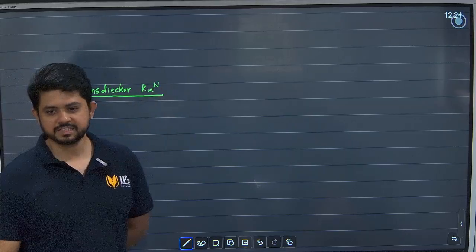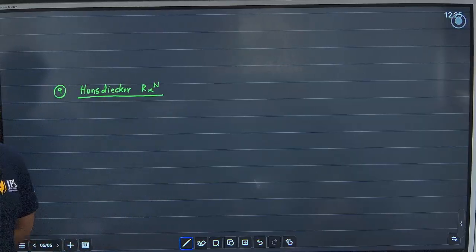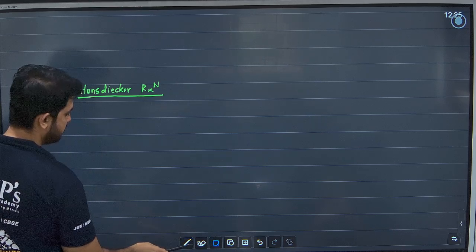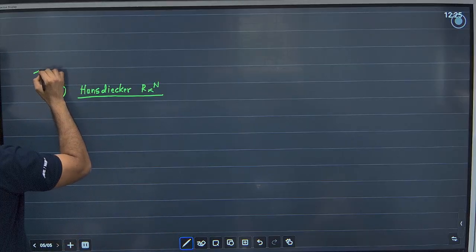The name of the reaction is Hunsdiecker reaction, ठीक है. Now what exactly is Hunsdiecker reaction? It's a very important reaction.